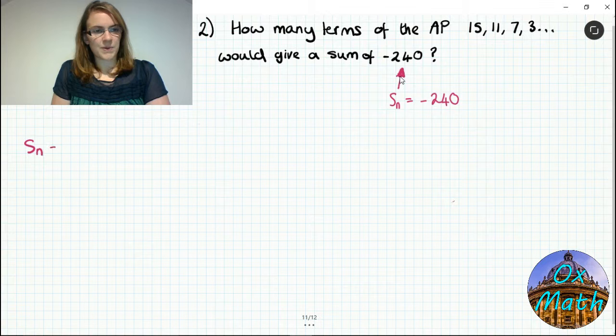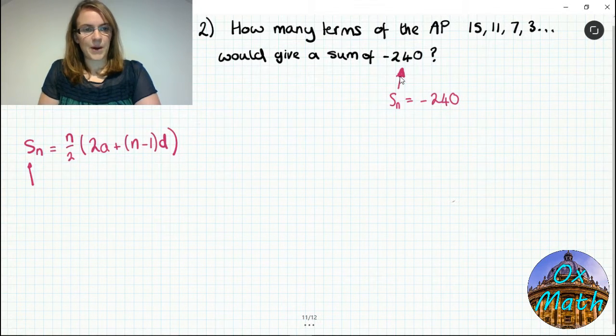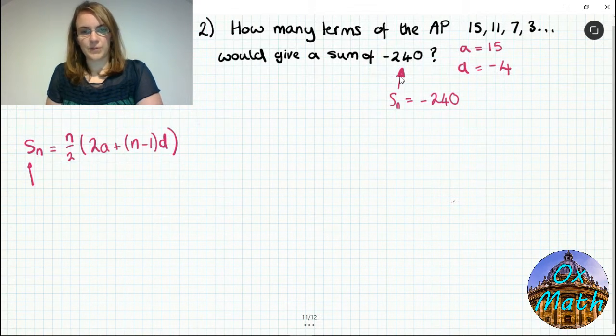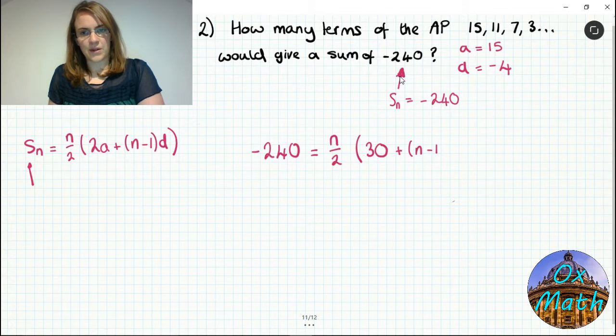So again, I'm going to be using the formula in the second format that we derived, and this time we know Sn, but we don't yet know what n is. We do, however, looking at our sequence, know that our first term a is equal to 15, and that our difference each time is minus 4. So substituting what we do know into our formula, the sum of the n terms, minus 240, is equal to n over 2, we don't yet know n, lots of 2a, which is 30, 2 lots of 15 is 30, plus n minus 1 lots of d, which is minus 4.